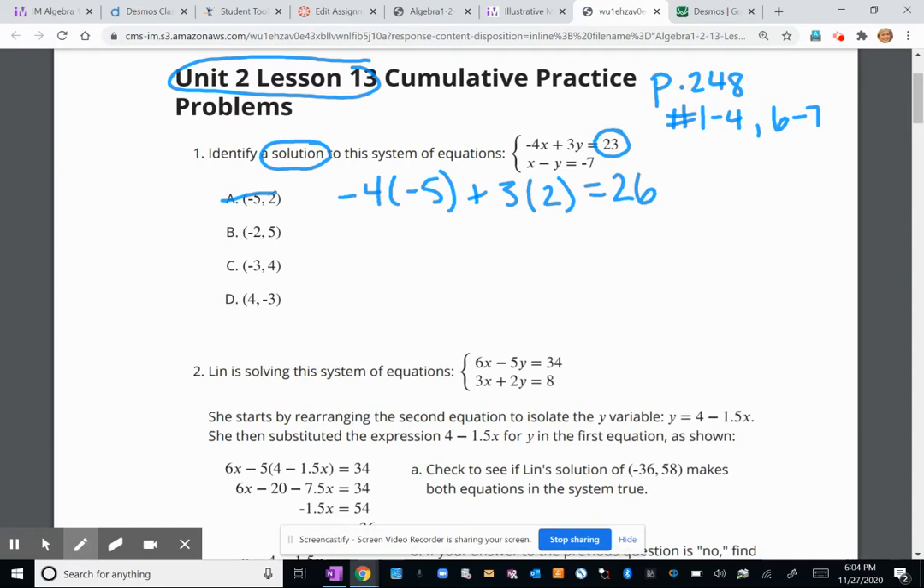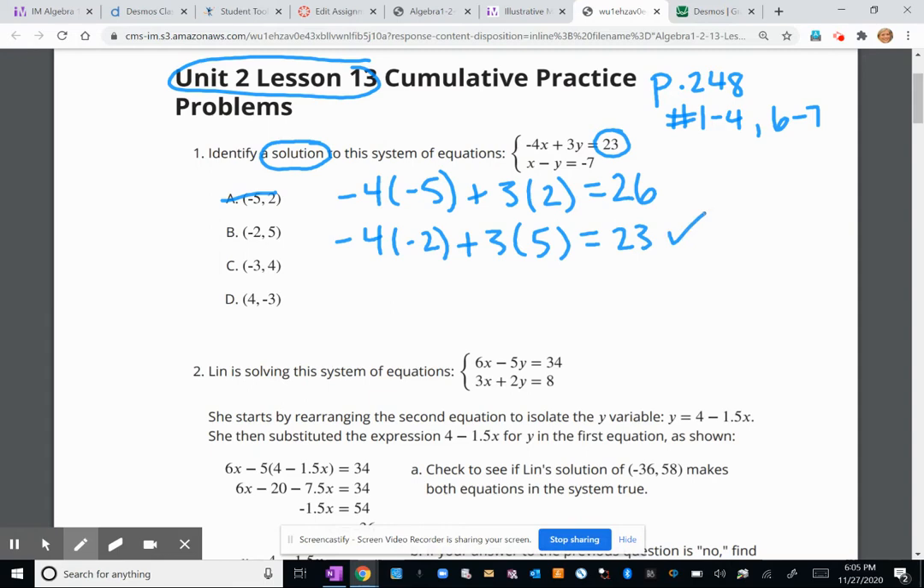Negative 4 times negative 2, and then plus 3 times the y value for B, which is 5. That is equal to 23. So far, it makes the first equation true. So let's check the second one.